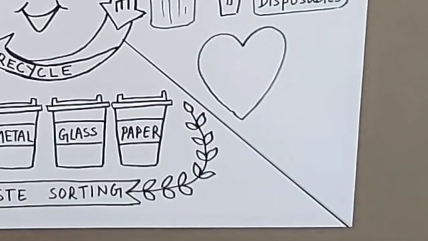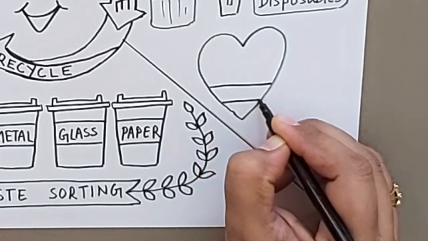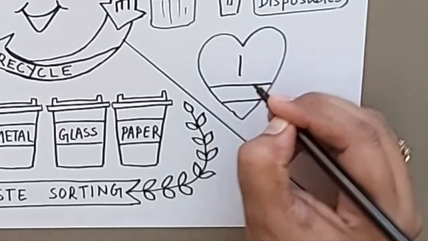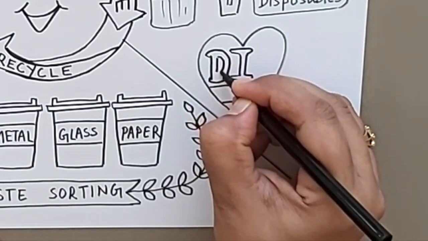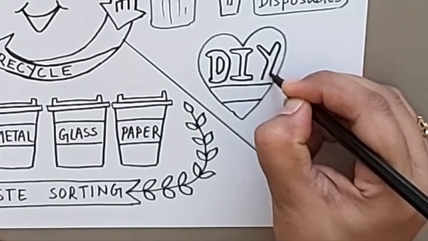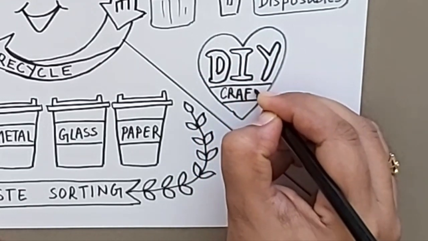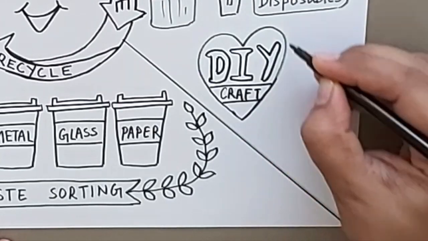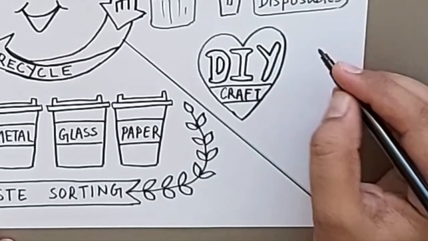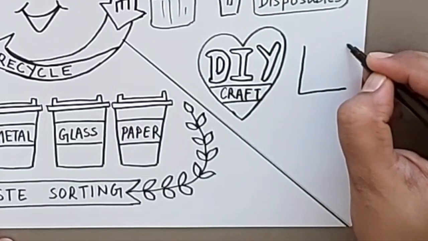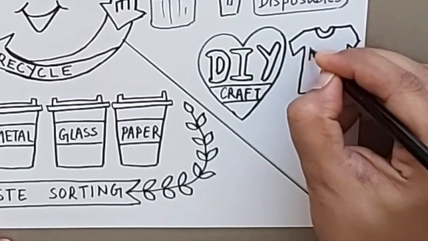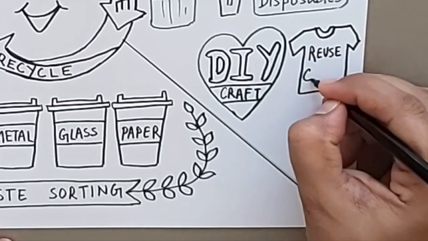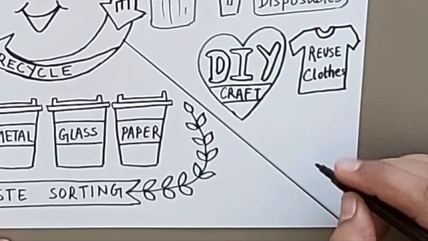Another very interesting thing, which is one of my favorite activities, is to get yourself involved in DIY craft activities, do-it-yourself crafts, where you reuse the waste material and create something useful and interesting. You can reuse almost everything. You can reuse your old clothes to make something new and interesting and useful.